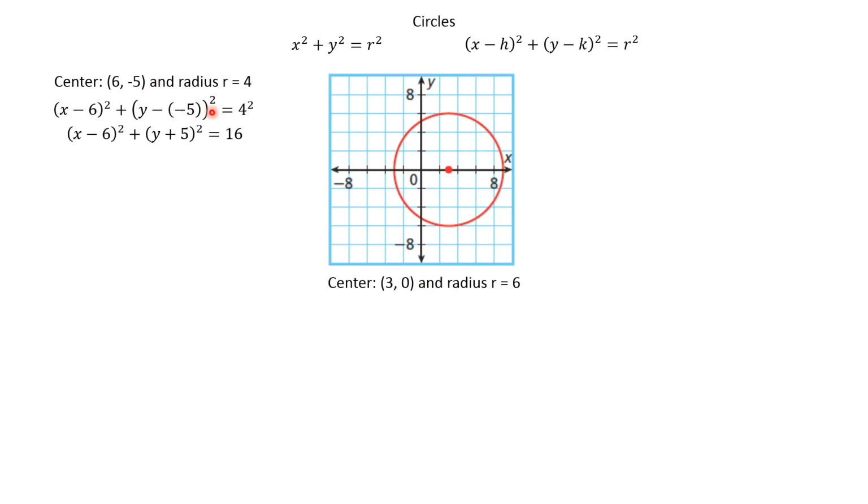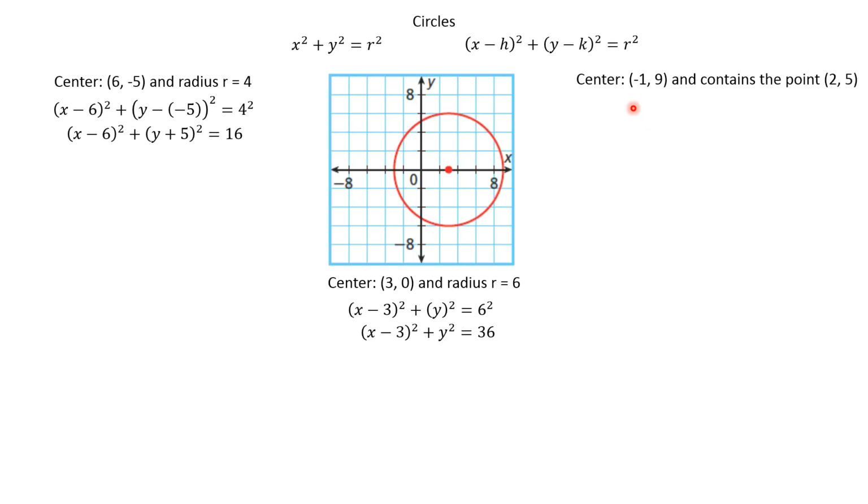We do the same thing that we just did here. Plug in our center, so we'll have (x minus 3) squared plus (y minus 0) squared equals 6 squared. And then simplify. 6 squared is 36. And since this y is all by itself, you don't need the parentheses. The parentheses aren't wrong, but you can take them away if you would like. Then we get (x minus 3) squared plus y squared equals 36. There's the equation. We just plug the center and the radius in.